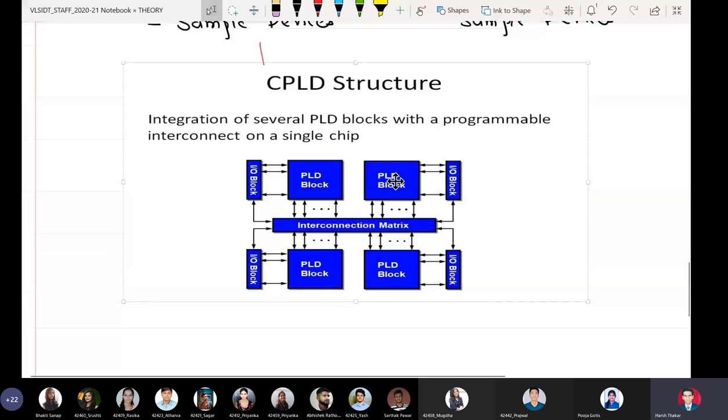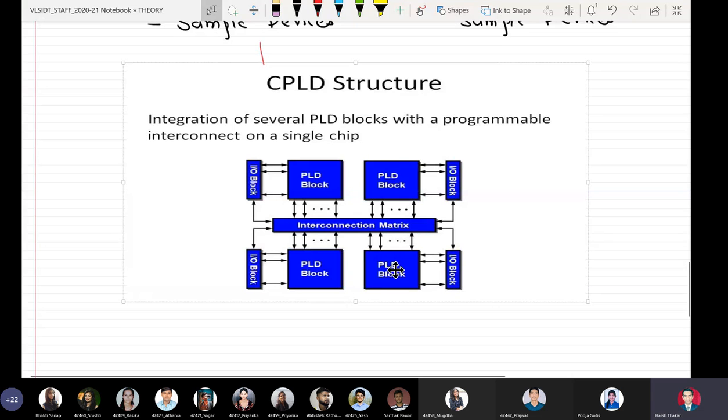So there is this PLD block, IO block, this PLD block, IO block, this PLD block, IO block, and this PLD block. So if there are four PLD blocks, there are four IO blocks. Basically, it is an input-output interface. If we see how the arrows are connected, all arrows are bidirectional. You see here, there is not even a single arrow which is unidirectional. That means data flows in both the directions.